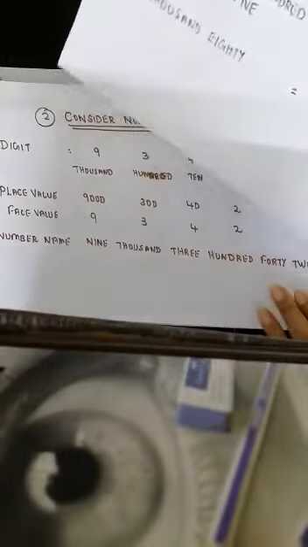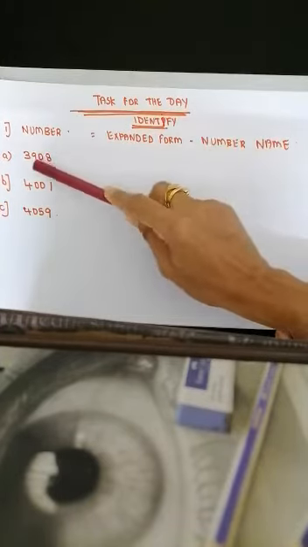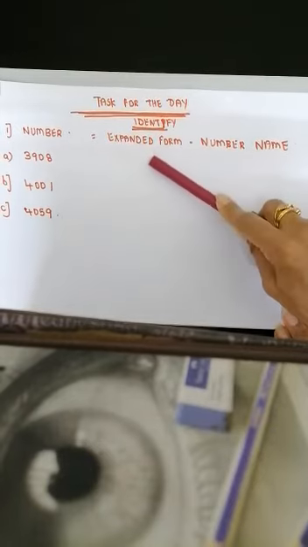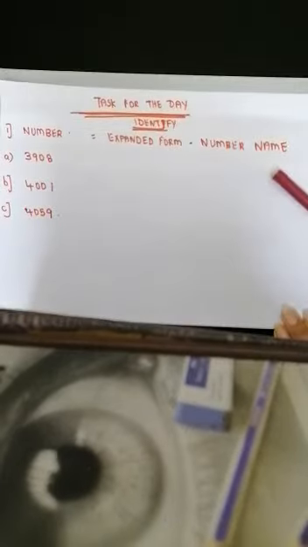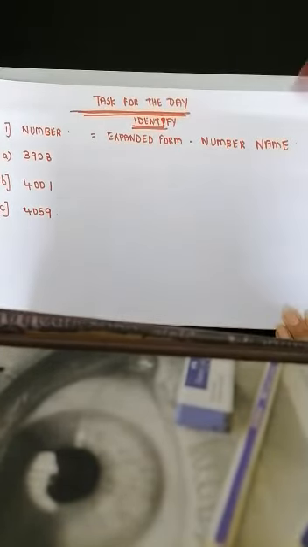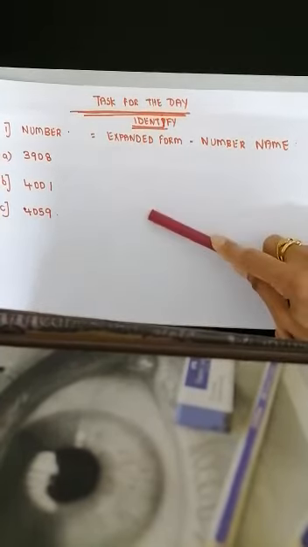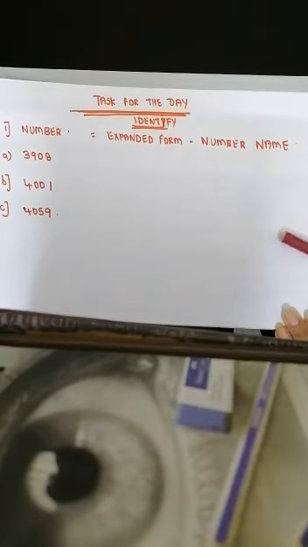And we will have a task for the day. We will consider a task in which you identify the expanded form, to see whether you understand the expanded form and number name. So consider the number 3908. Identify the expanded form and mention the number name. Identify the number 4001. Mention the expanded form, number name. Identify the number 4059. Mention the expanded form and identify the number name.